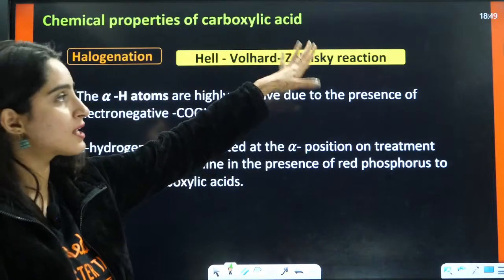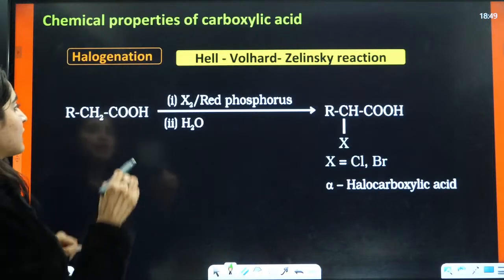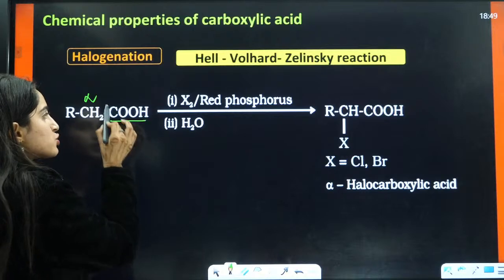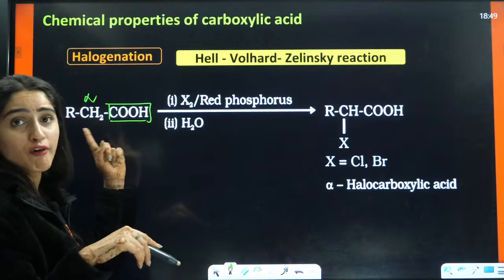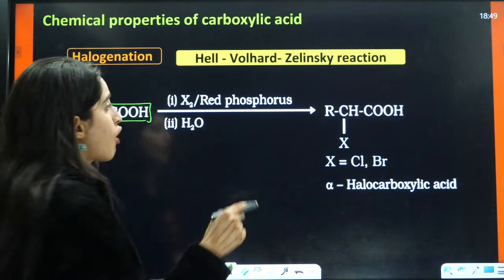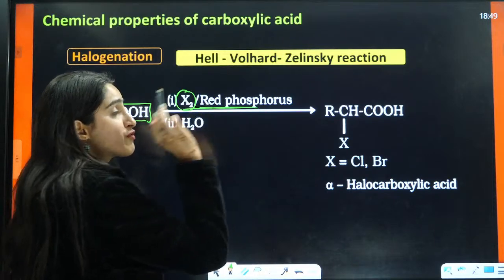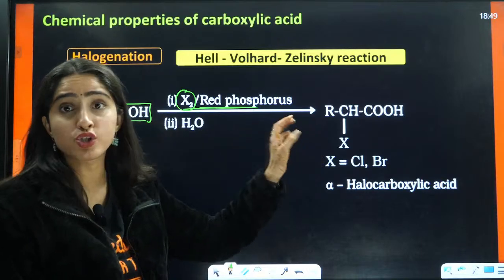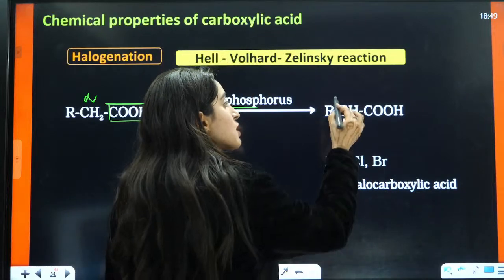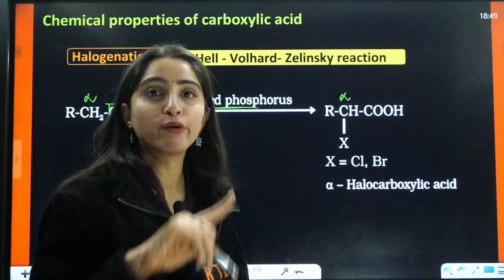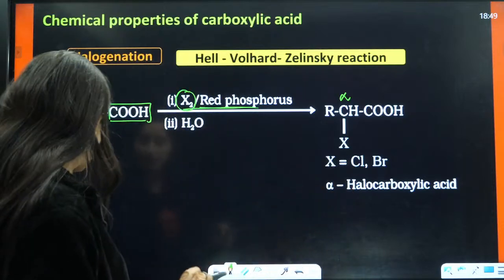Next is the Hell-Volhard-Zelinsky reaction, that is the HVZ reaction. In this, the carbon attached to the carboxylic carbon is called the alpha carbon. That alpha carbon will have the substitution of the halogen that you have added here, in the presence of red phosphorus, and after hydrolysis you will get a mono-halo substituted product. That means on the alpha position, one hydrogen will be substituted by a halogen, and this is called the Hell-Volhard-Zelinsky reaction.